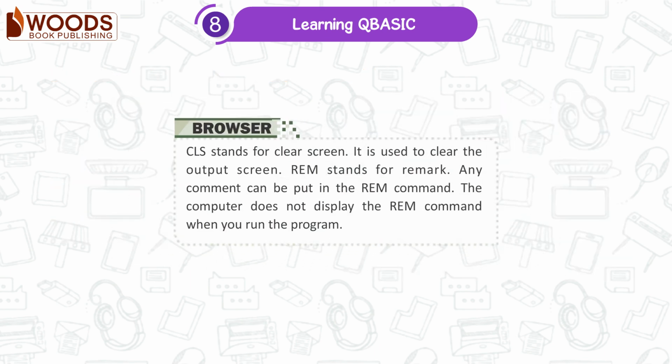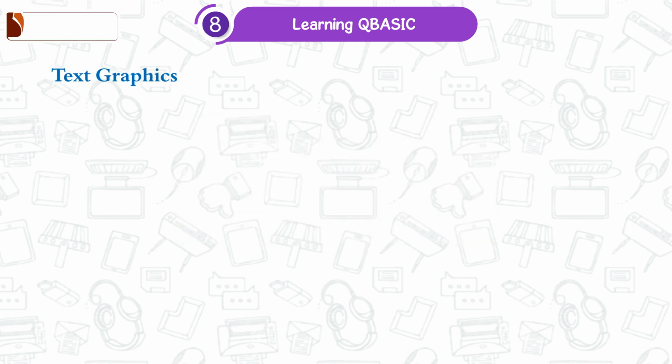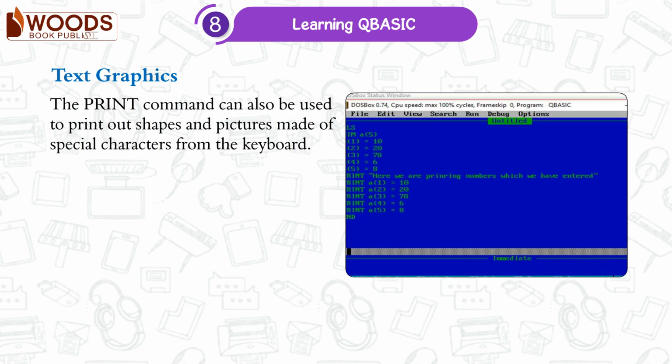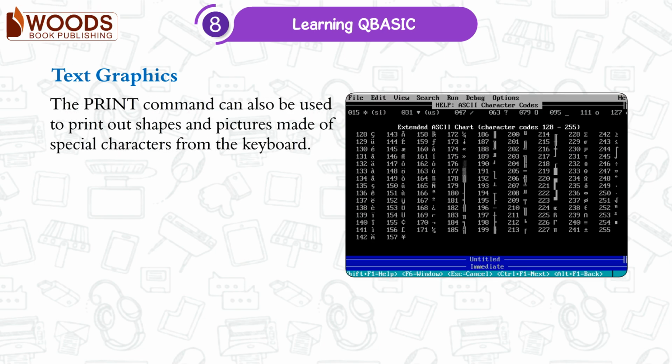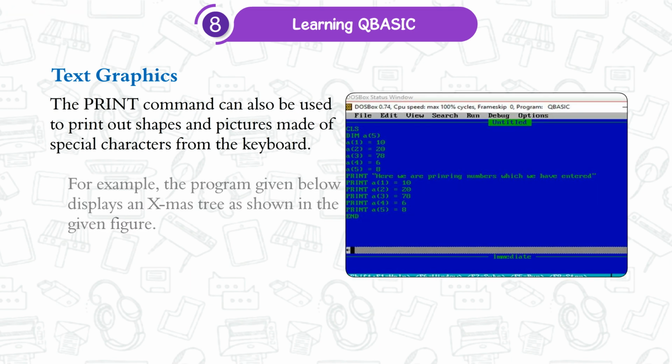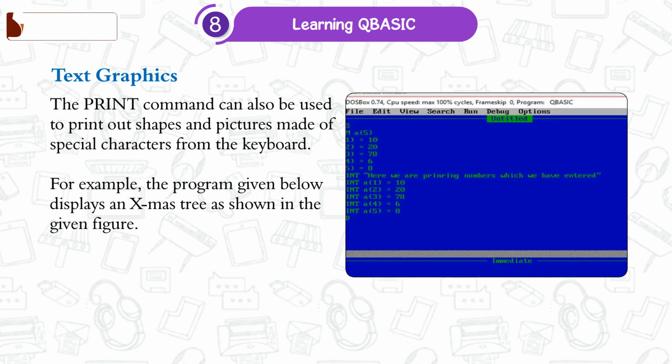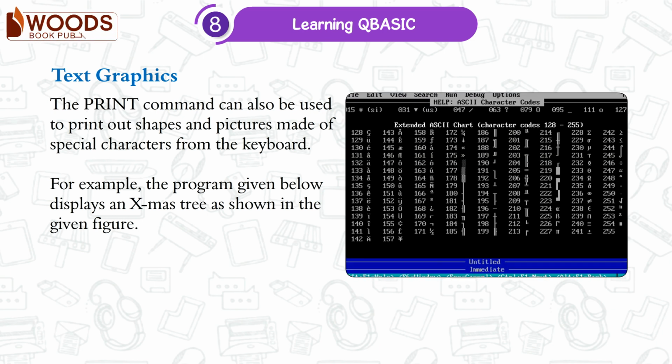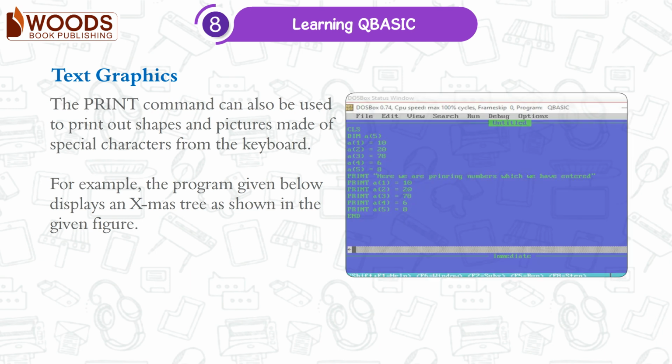CLS stands for Clear Screen. It is used to clear the output screen. Rem stands for Remark. Any comment can be put in the rem command. The computer does not display the rem command when you run the program. Text graphics. The print command can also be used to print out shapes and pictures made of special characters from the keyboard. For example, the program given below displays an Xmas tree as shown in the given figure.